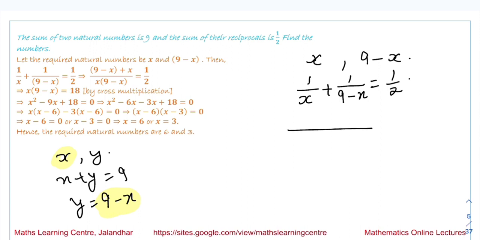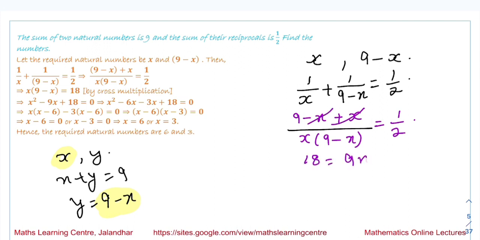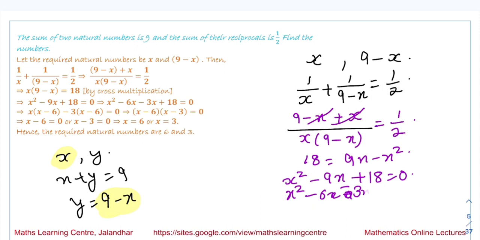So it means we are taking the LCM over here. It is x into 9 minus x. So it is 9 minus x plus x is equal to 1 by 2. So what we get is 18 is equal to 9x minus x square. So it is x square minus 9x plus 18 is equal to 0. So it is x square minus 6x minus 3x plus 18 is equal to 0.